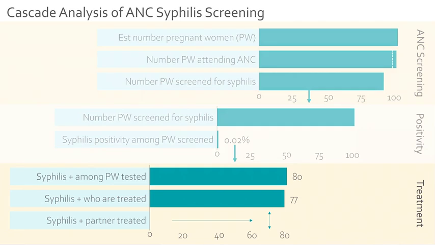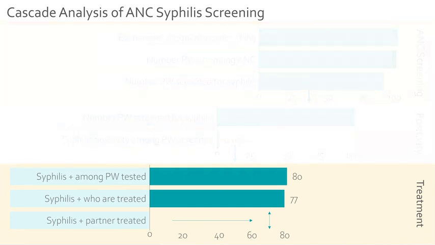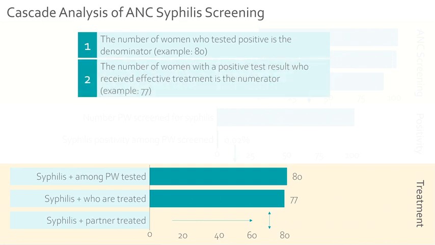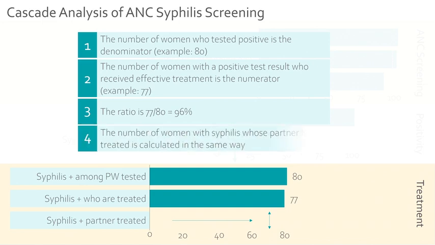Finally, the third chart shows the percentage of those positive who were treated. To calculate this, the number of women who tested positive is the denominator, for example, 80. The number of women with a positive test result who received effective treatment, for example, 77, is the numerator. The ratio is 77 over 80, or 96%. The number of women with syphilis whose partner is treated is calculated in the same way.